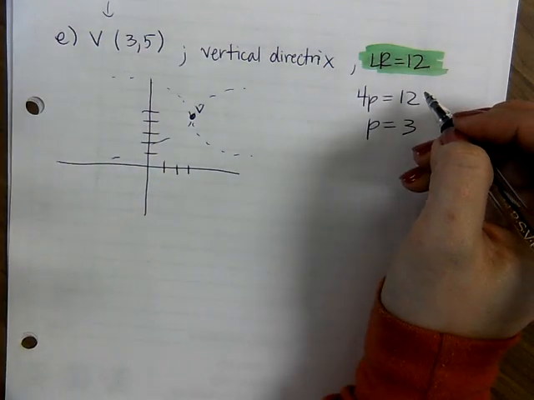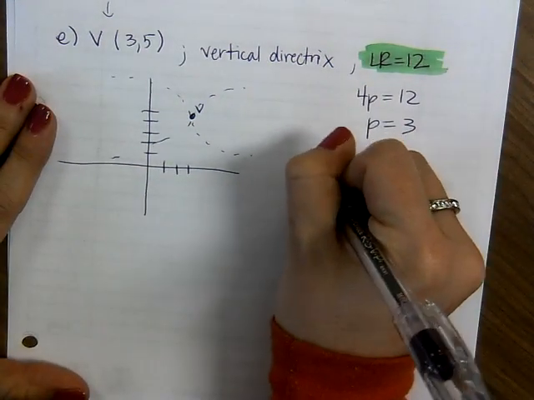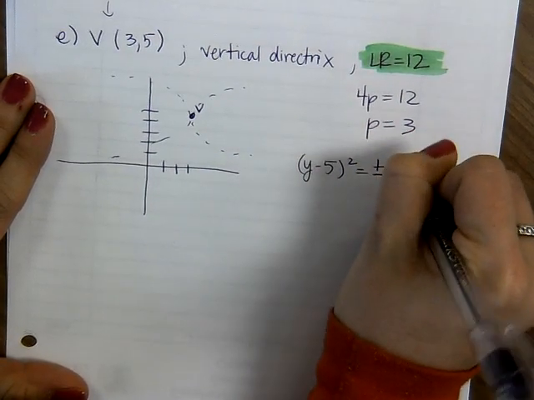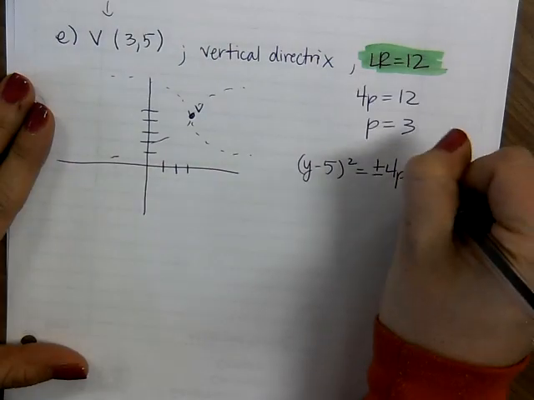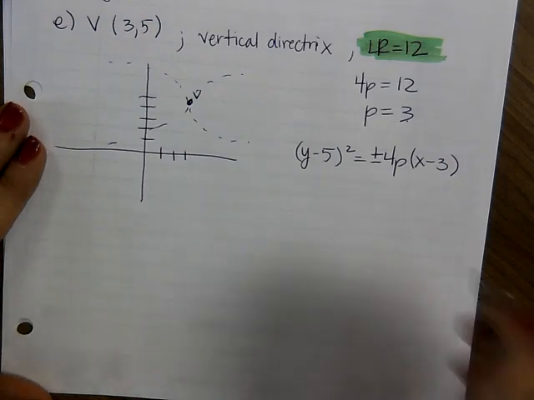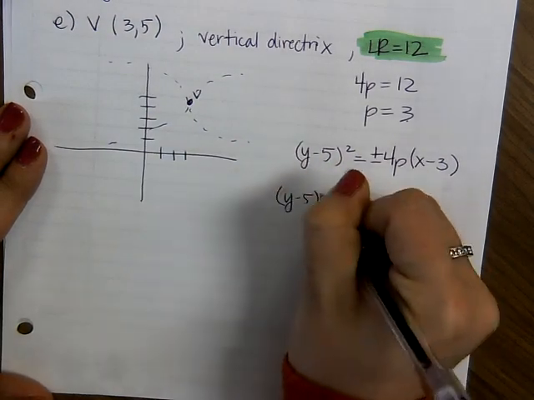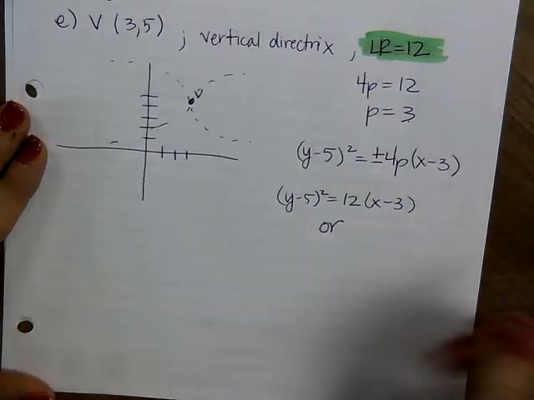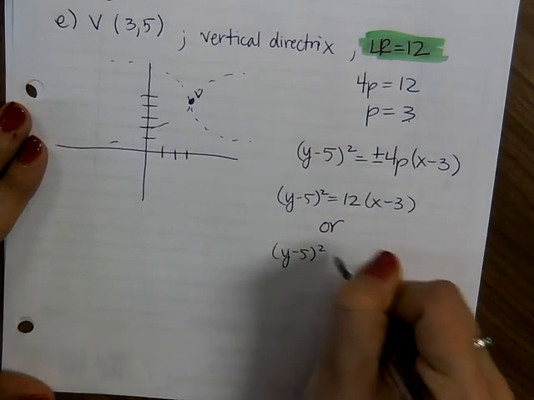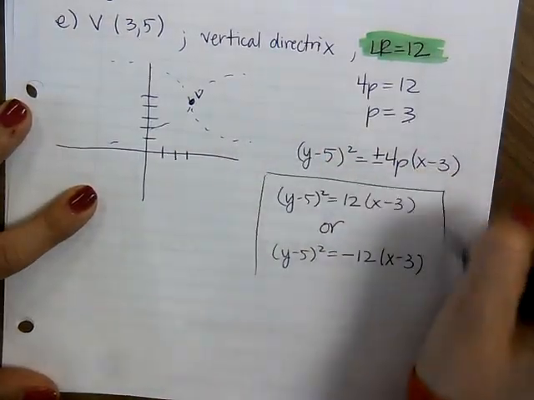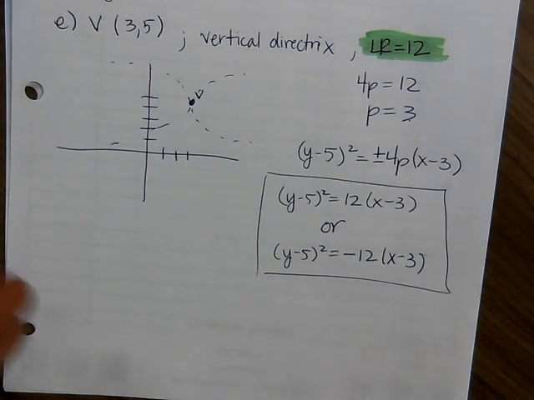Okay, we know it's y squared. So I know I have y minus 5 squared equals, and in this case it's going to be a plus or a minus 4p times x minus 3. But I know p is 3, so I can just plug that in. So I'm going to have y minus 5 squared equals 12 times x minus 3, or y minus 5 squared equals negative 12 times x minus 3. There's no way to determine in this situation if it points right or left. So you have to write down both.